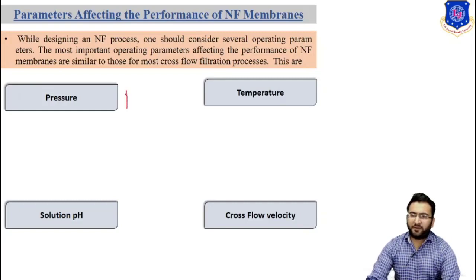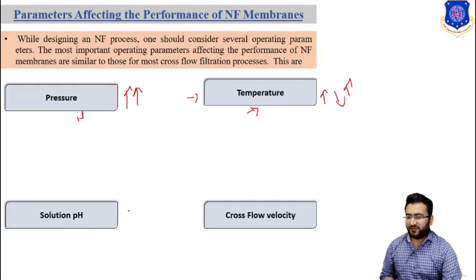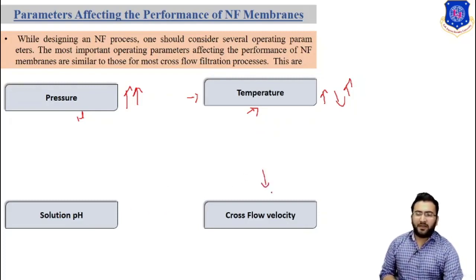If we increase the pressure, the flux of nanofiltration will also increase, but if we are running the nanofiltration plant at higher pressure, there is a chance of failure of the membrane. Second parameter, which is the temperature. If we increase the temperature, the density of the solute is decreased so that the flux of the nanofiltration plant is increased. But temperature does not majorly affect nanofiltration performance. Then cross flow velocity. If we increase the cross flow velocity, we will also increase the flux of nanofiltration, but there is also a chance of failure of the nanofiltration membrane due to high cross flow velocity.